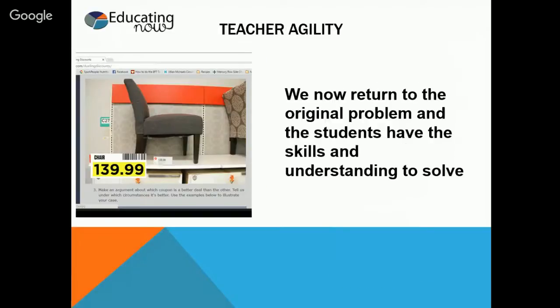But for now, we return back to the original problem, and they now have the skills. So they can solve for the chair. They proved that yes, 20% was the better deal, and they could solve for different costs of items that were given in the problem set on the blog.